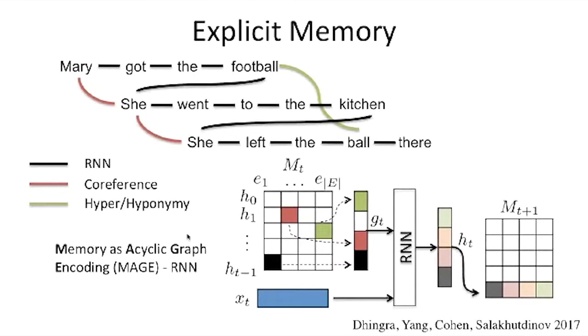So we can construct something that's called memory, and we can look at converting these graphs into acyclic graphs. And there is a paper that basically describes how we can make the structure more efficient and just fold it into an RNN model. And that actually gives us some substantial gains when we look at question answering or reading comprehension types of tasks.